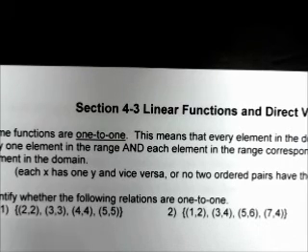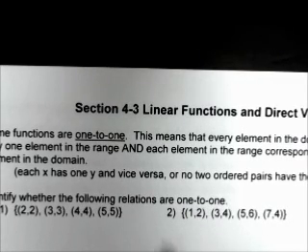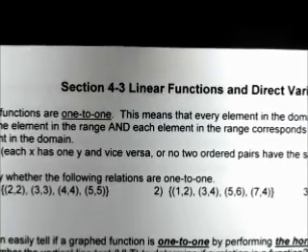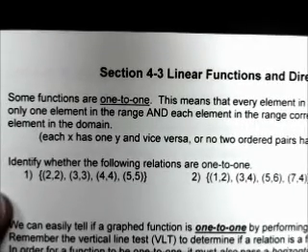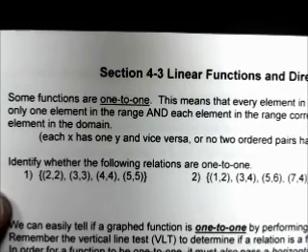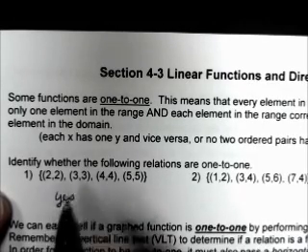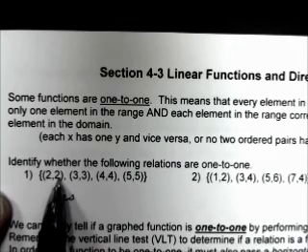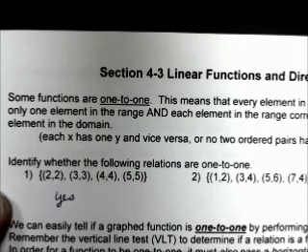So each x has one y, and each y has one x, or no two ordered pairs have the same y value. Identify whether the following relations are one-to-one. Set containing (1, 2), (2, 3), (3, 4), (4, 5). Yes. Each x, only one y, each y, only one x.